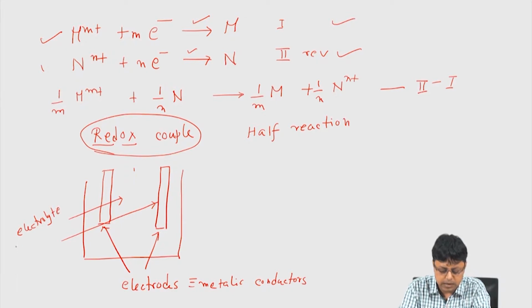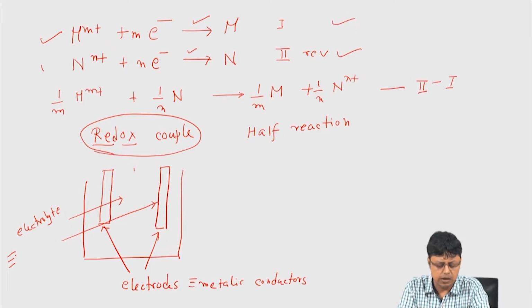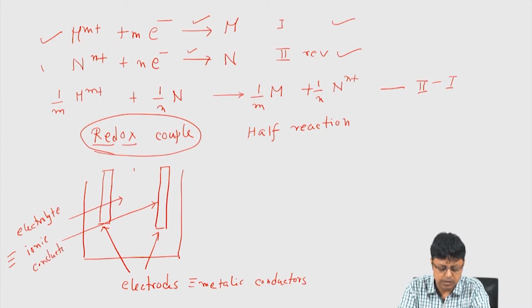And that electrolyte, this solution, is nothing but an ionic conductor. So, there are ions which can move freely and which carry the charges. Now, we can take an example, the famous example of the Daniell cell. Suppose this metal is zinc here and this metal is copper here, and zinc is in touch with zinc sulfate.